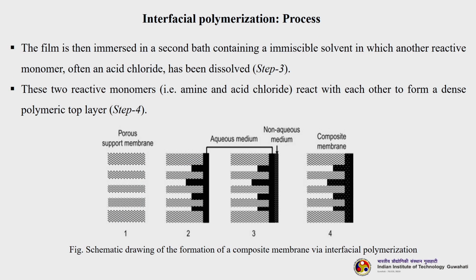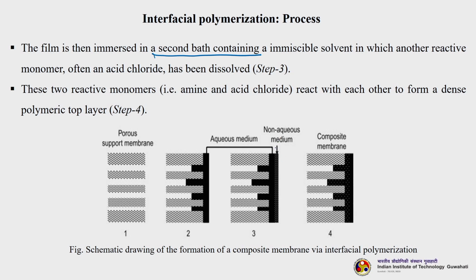The film is then immersed in a second bath containing an immiscible solvent in which another reactive monomer, often an acid chloride, has been dissolved. Basically, we take an amine solution and dip our membrane support, either ultrafiltration or microfiltration, into it. Once the pores are filled with the amine, we take it out and put it in another bath with an immiscible solvent, in which the diacid chloride or acid chloride is already dissolved.